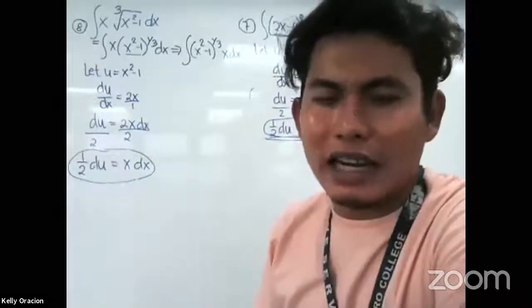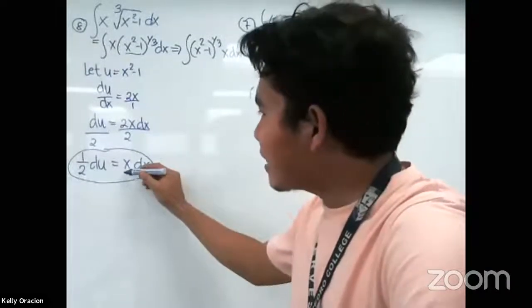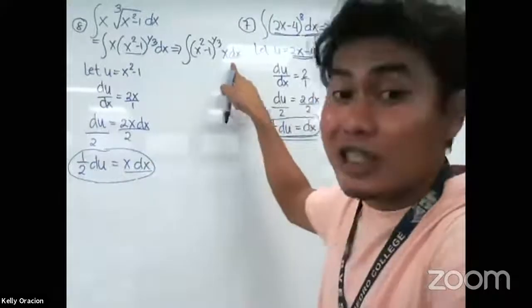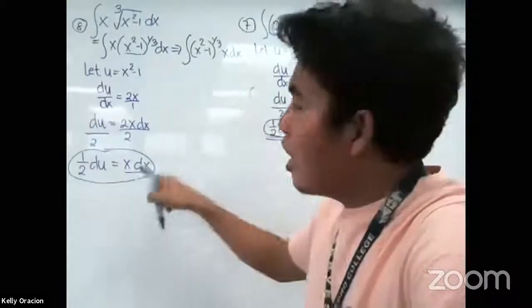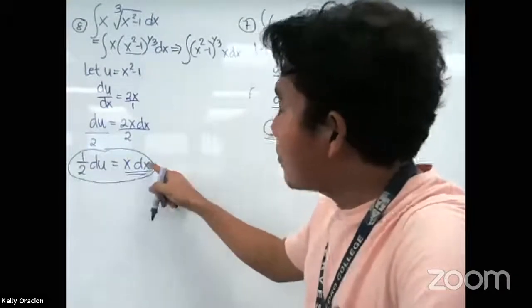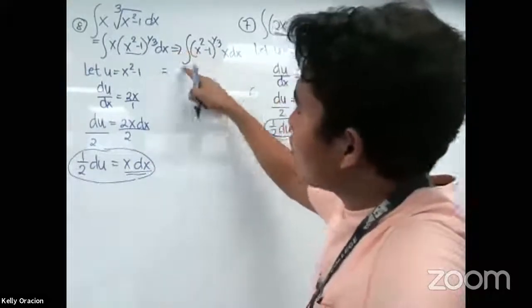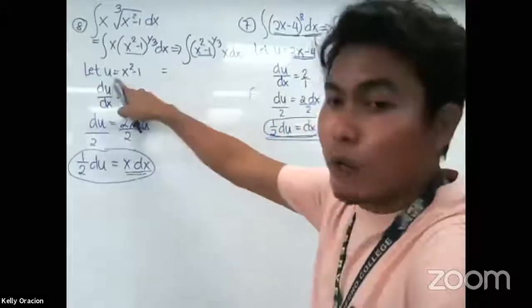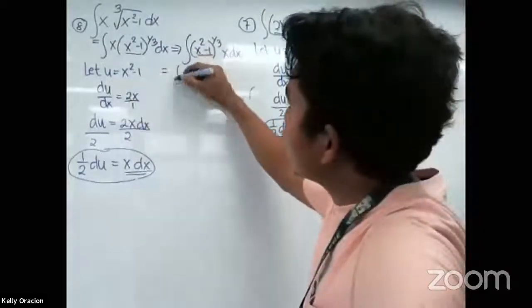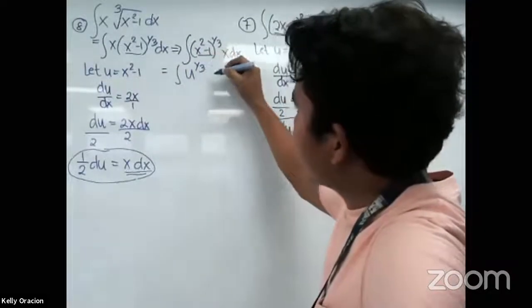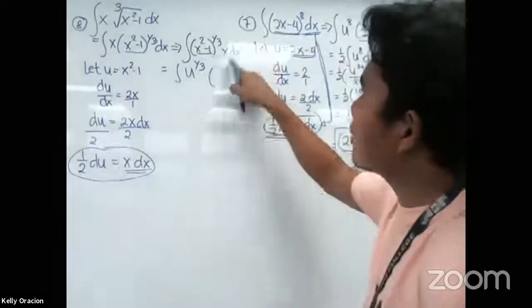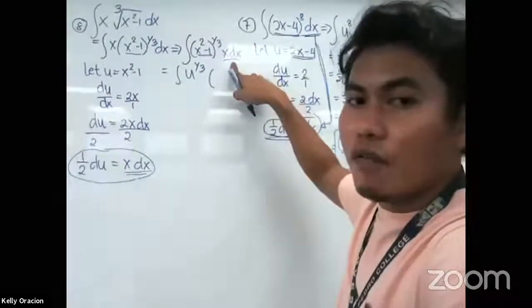So, what needs to be rearranged? For this x dx, we will substitute it later. Again, for this x dx, we will substitute it here. So, let's solve. x squared minus 1 is u. So that's u raised to 1/3. Okay, what's the value of x dx? What's the value of x dx?